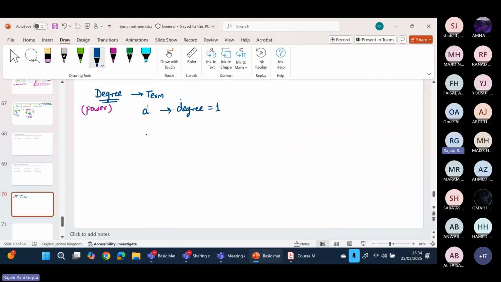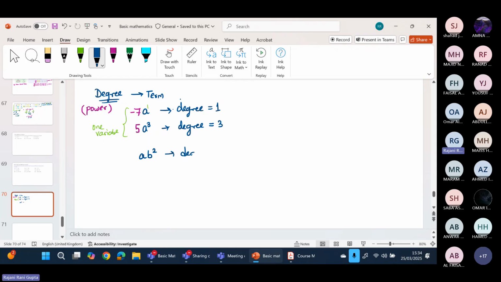If I say A cube, what will be the degree? 3, correct. Does it change if I write here 5a cube? Does the degree change? No. Okay, if I write here minus 7a, does the degree change? No. Good. So similarly, this is where you have only one variable. Another possibility is you have two variables, say ab square.